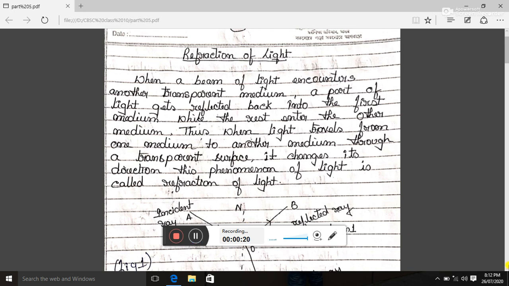So what is refraction of light? Here, when a beam of light encounters another transparent medium, a part of light gets reflected back into the first medium while the rest enter the other medium. Thus, when light travels from one medium to another medium through a transparent surface, it changes its direction. This phenomenon of light is called refraction of light.